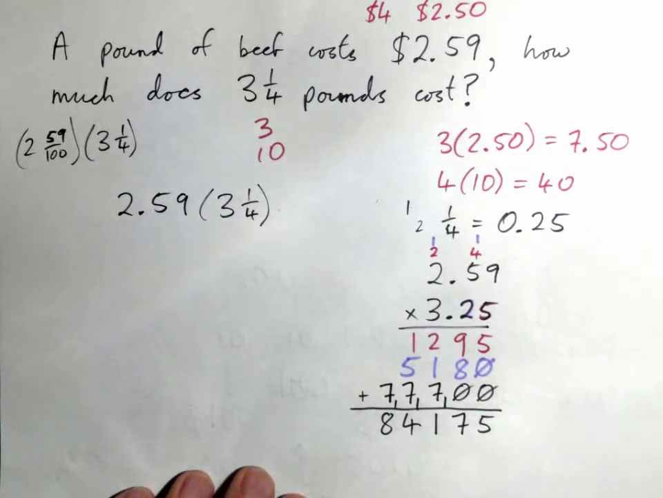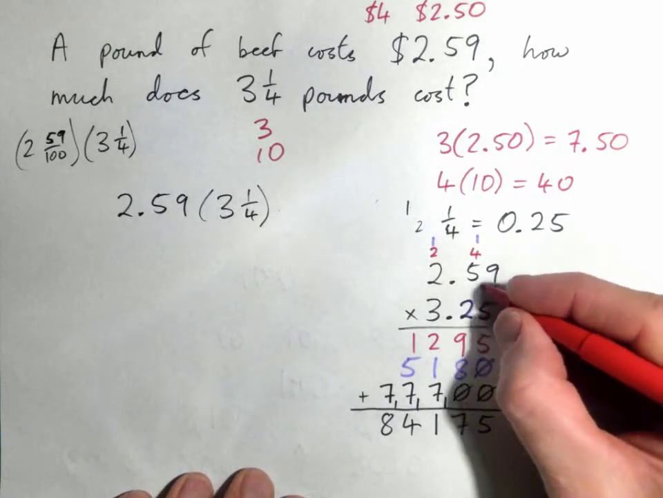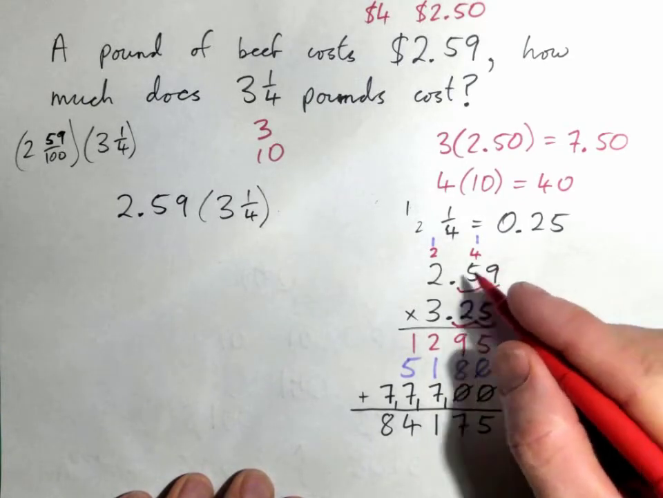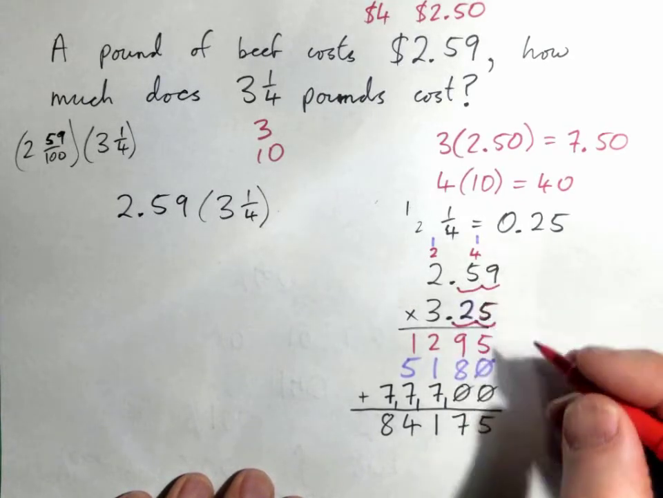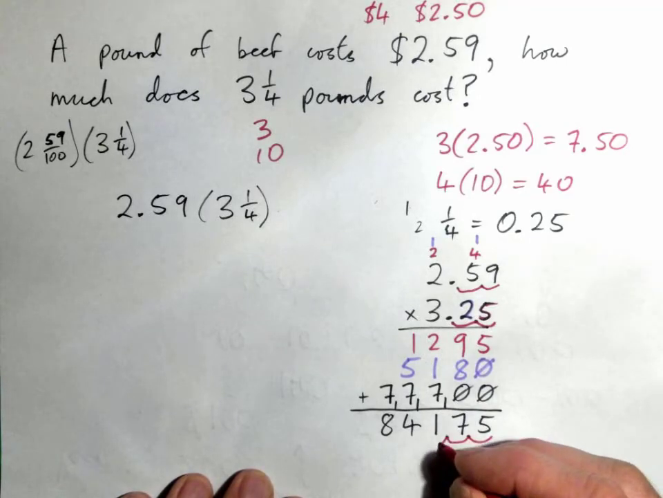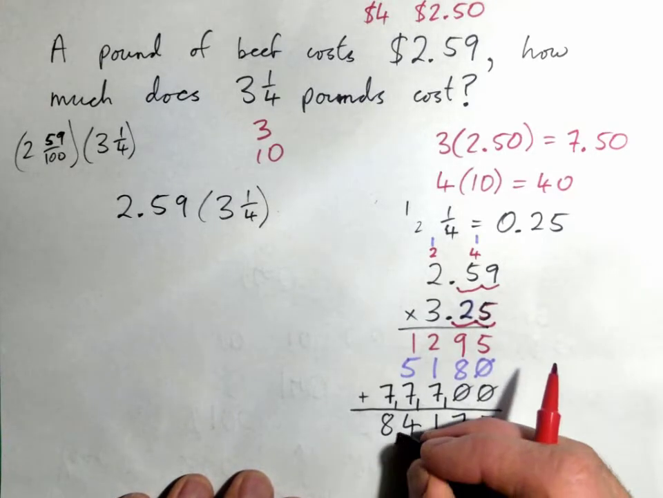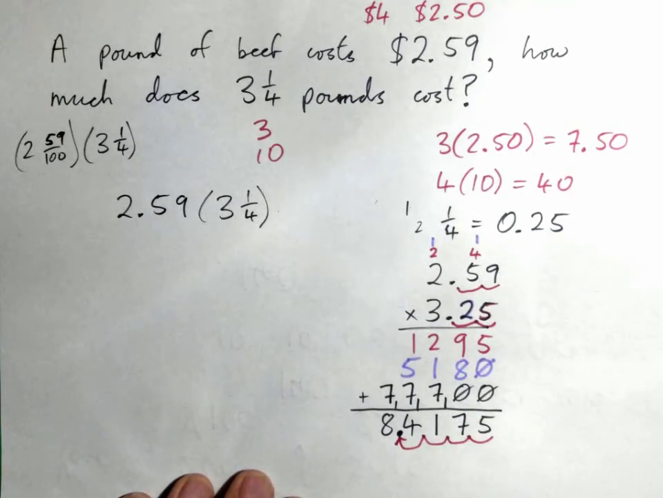Now, what is the answer? What do we need to do? Yeah, because you got 1, 2, 3, 4 decimal places in the multiplication here, and so we need to go 1, 2, 3, 4 in the answer. And so that will be 8.4175.